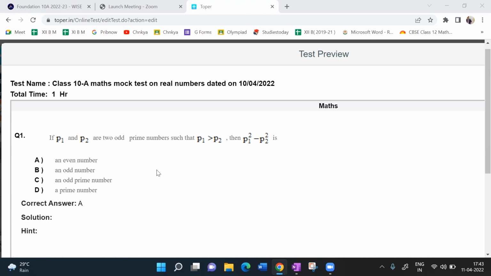It is an even number only. You take any two prime numbers, all prime numbers you take, and just cross verify that. You definitely will be getting an even number.